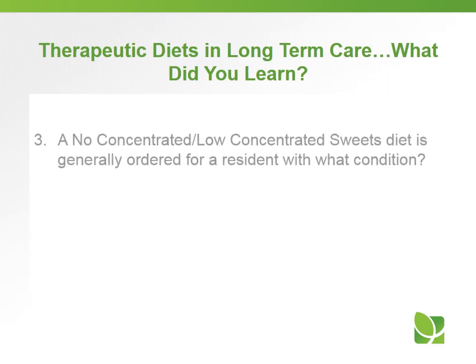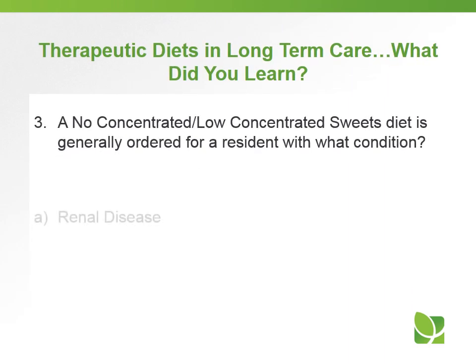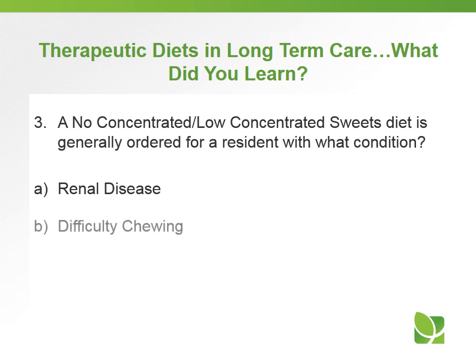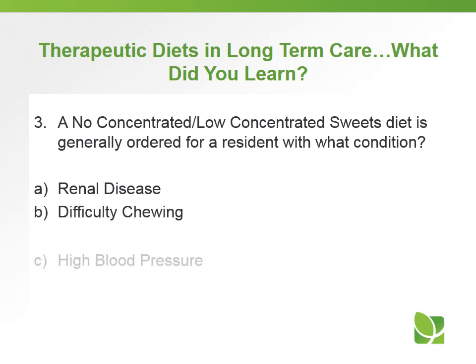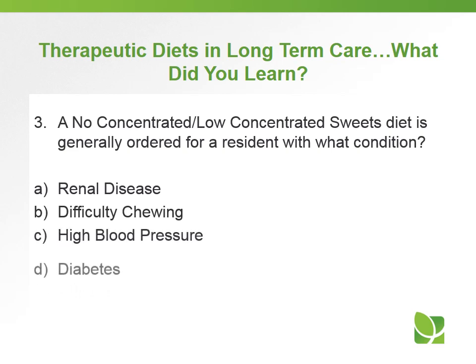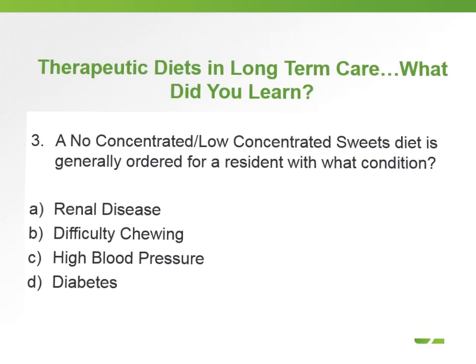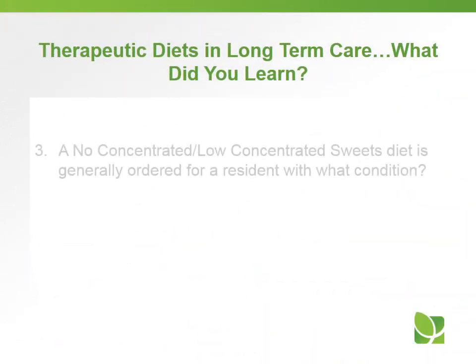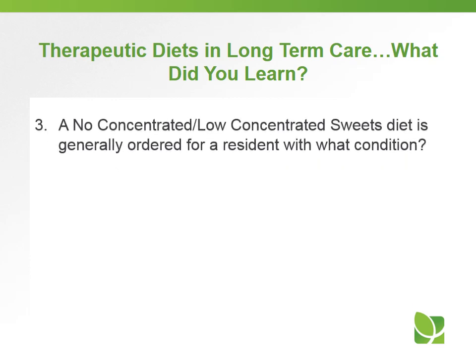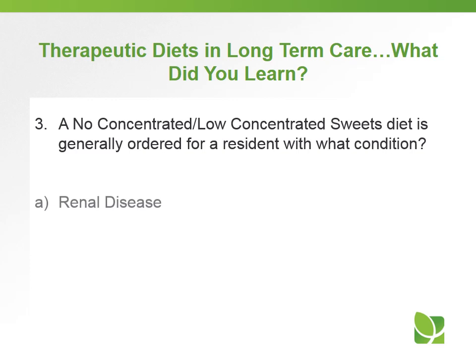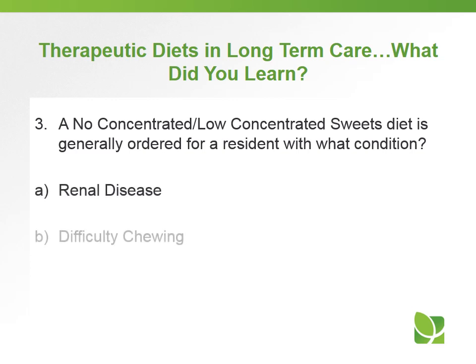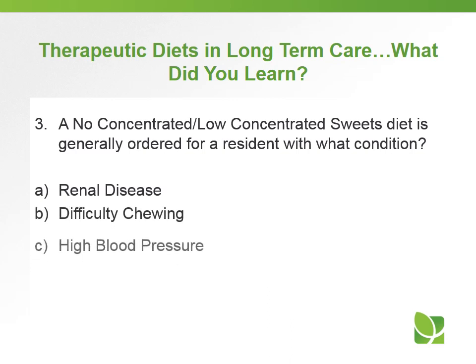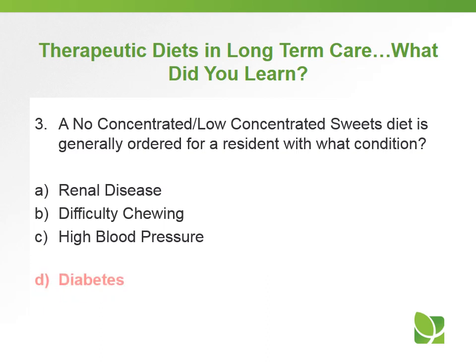Question number 3. A no concentrated, low concentrated sweets diet is generally ordered for a resident with what condition? Is it A, renal disease, B, difficulty chewing, C, high blood pressure, or D, diabetes? The answer to question number 3 is D, diabetes.